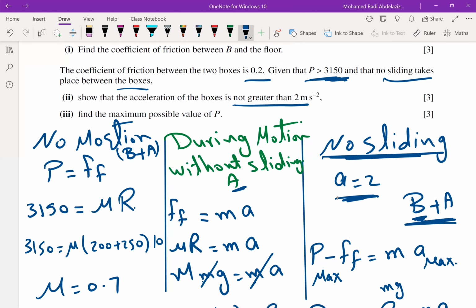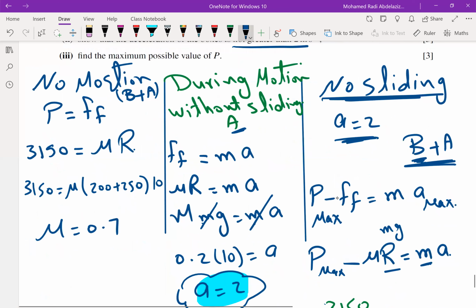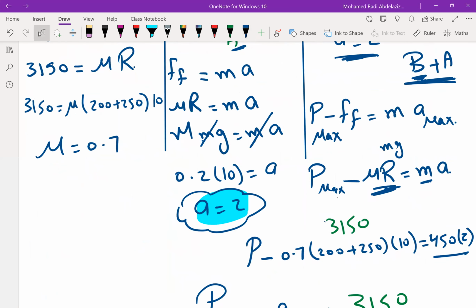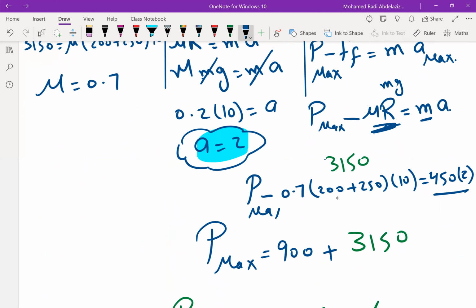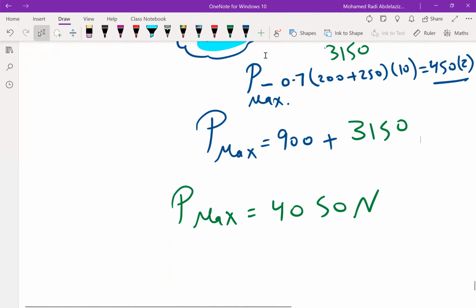Apply Newton's second law: all the forces acting in the direction of motion minus all the forces in the opposite direction is equal to ma. So P minus the frictional force equals ma, the friction force is equal to mu R, and R is equal to mg. Solve this equation and you can find the maximum value of P. That's it, thank you.